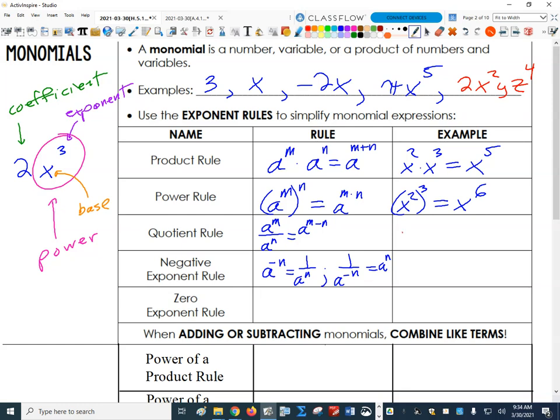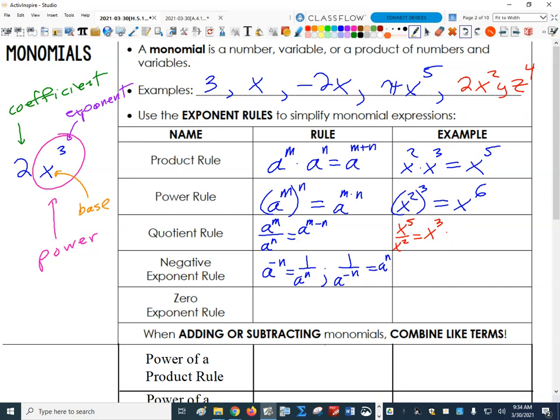If I had something like x to the fifth divided by x squared, well, the answer is just x cubed, right? X to the 5 minus 2. Okay, but what about this one?